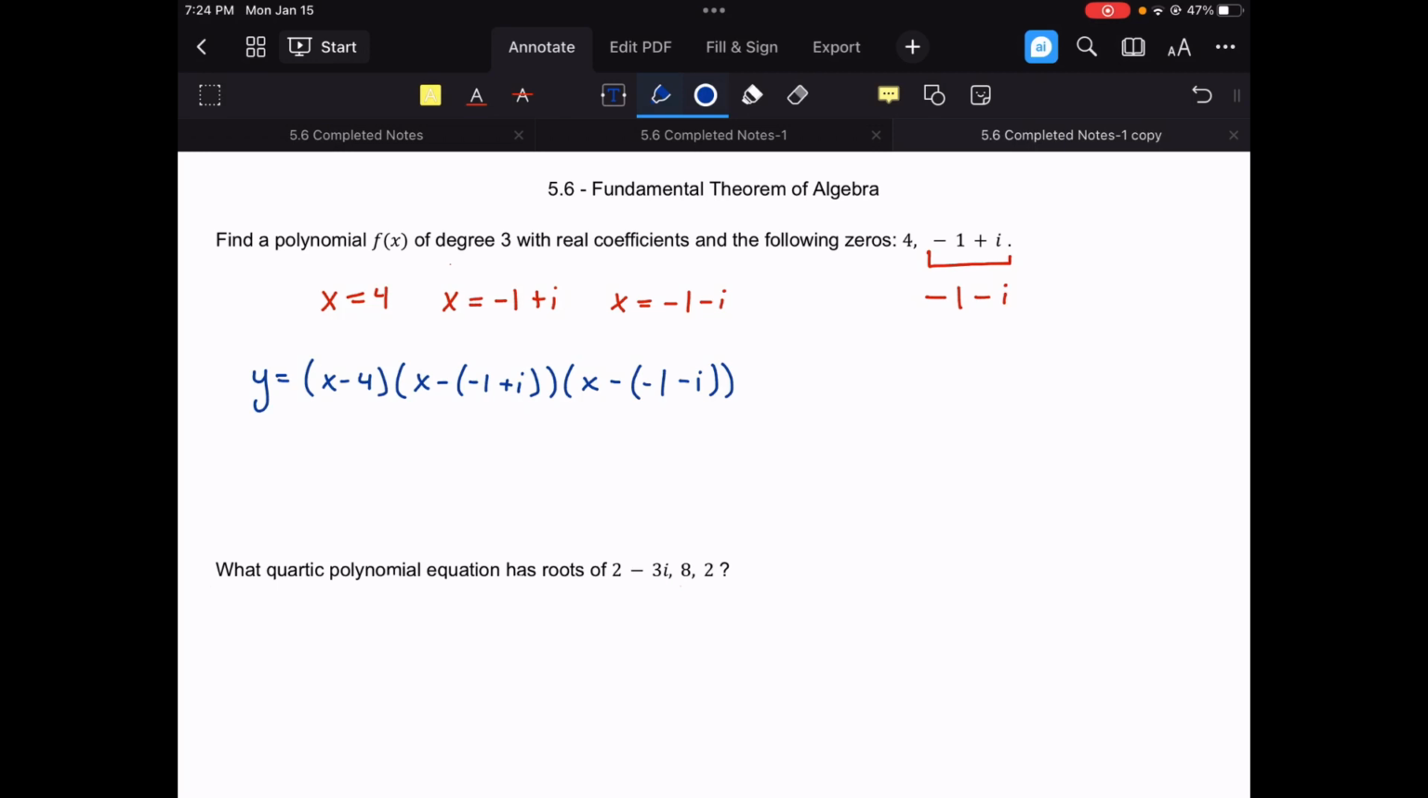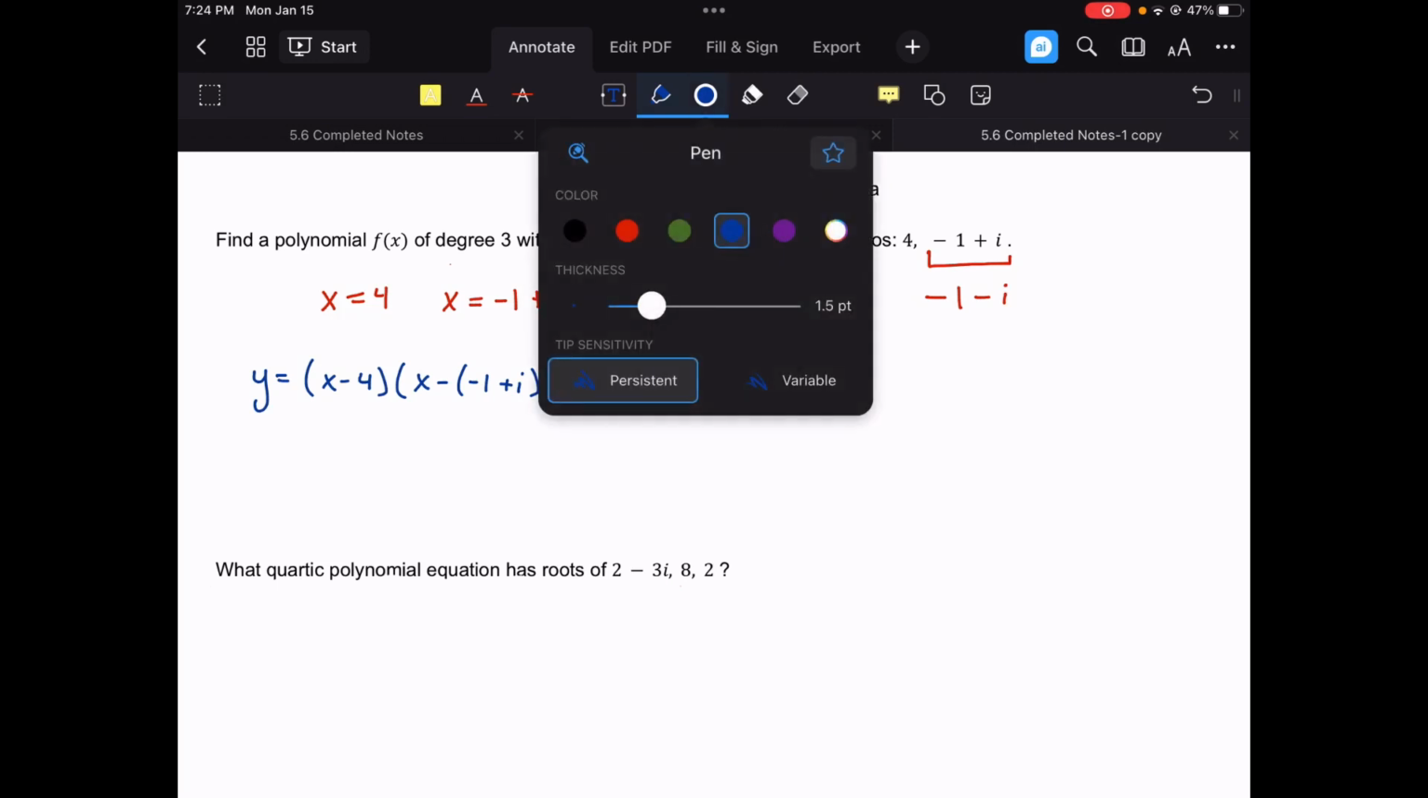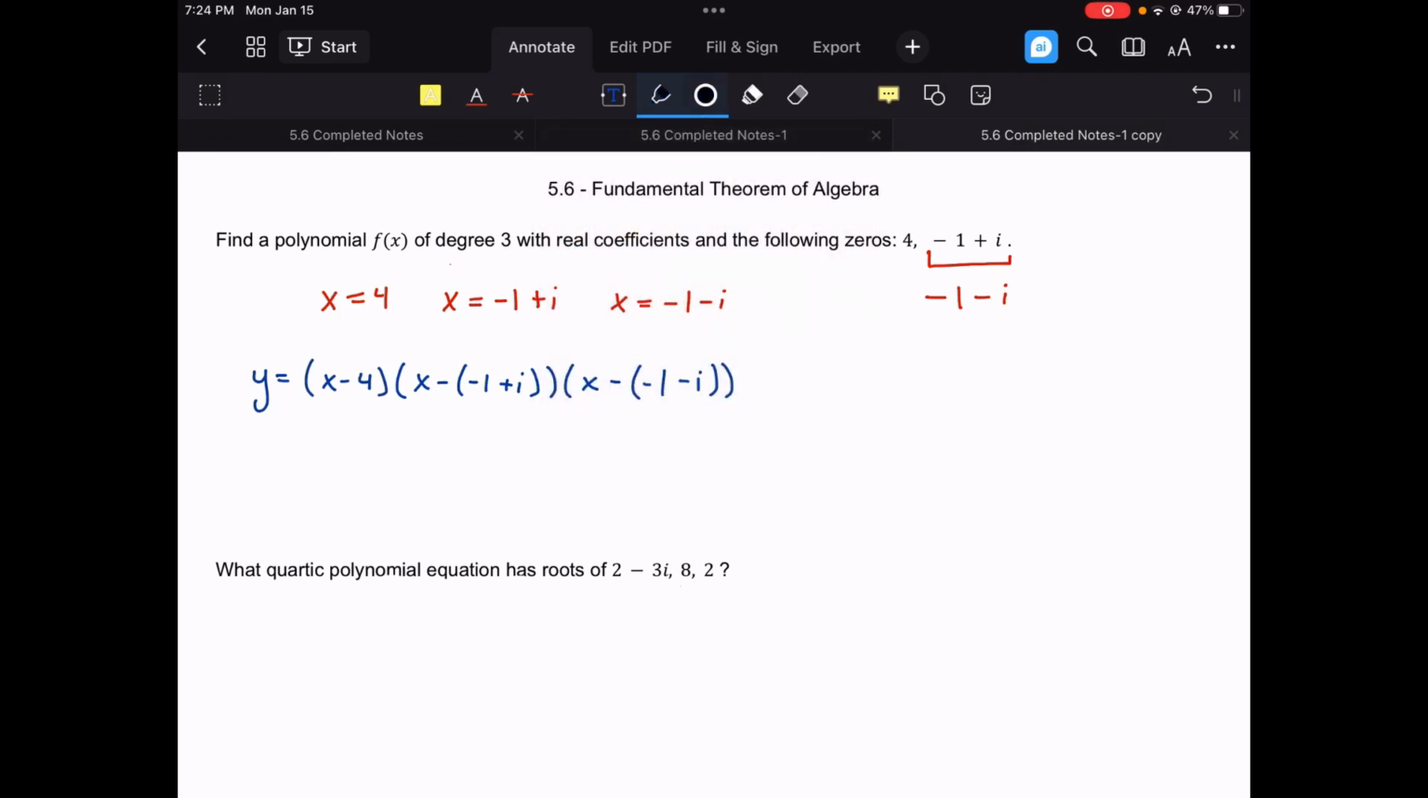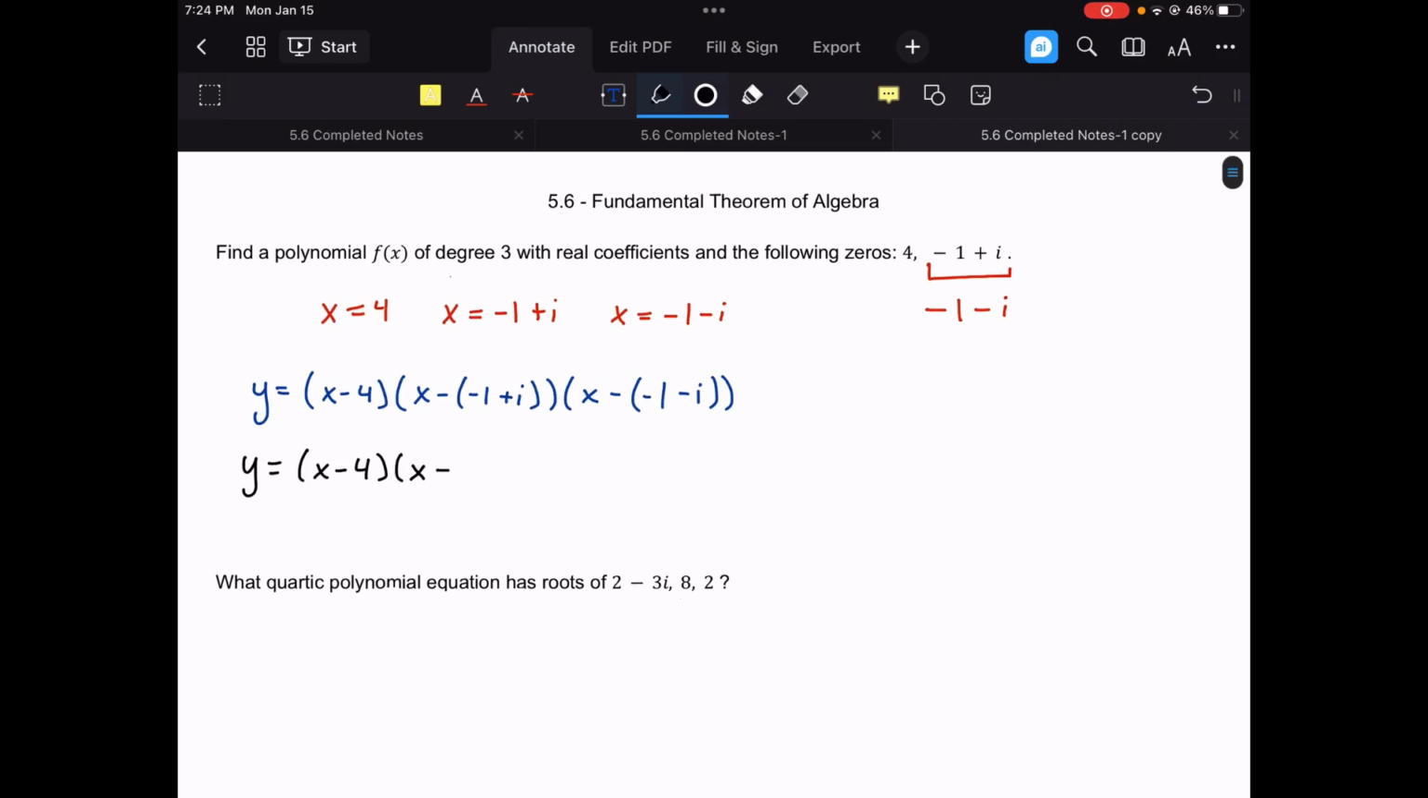You can technically write it like this, or if you wanted to, you could simplify it. You could also multiply it all the way out, but I'm not going to, because I don't want to spend the time right this second doing all of that. Here we would distribute the negative throughout, so this becomes x plus 1 minus i, and x plus 1 plus i. Either one of these is an acceptable answer.